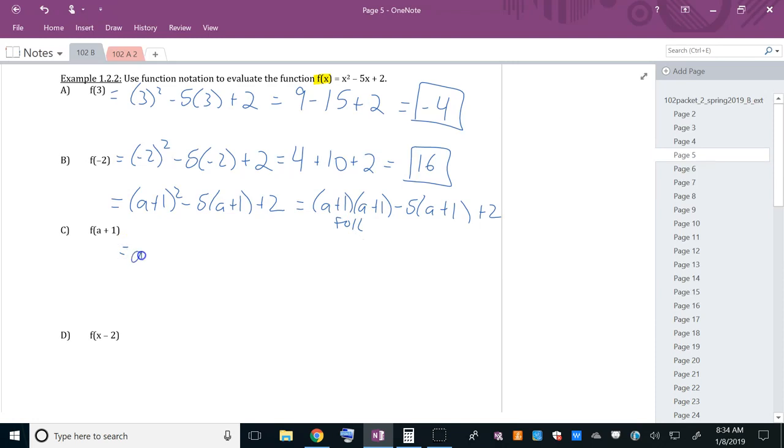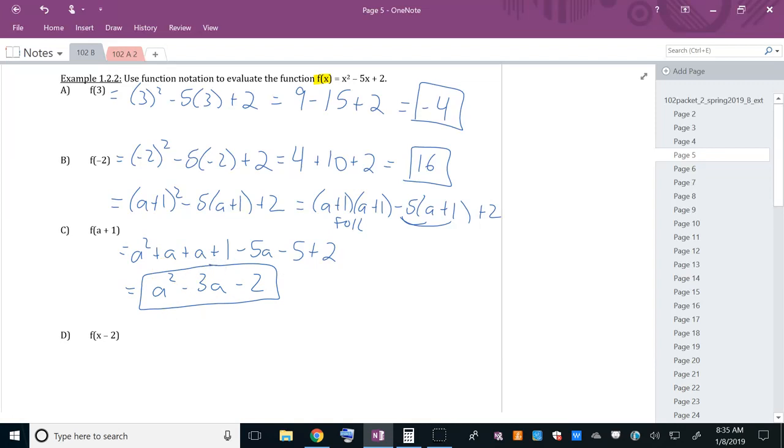So foiling out, a times a is a squared, a times 1 is a, 1 times a is a, 1 times 1 is 1. Here, as I distribute, make sure to distribute the negative sign as well to get negative 5a minus 5, and then I still have plus 2. So, adding up like terms, I get a squared, a plus a minus 5a is minus 3a, and then 1 minus 5 plus 2 is minus 2.